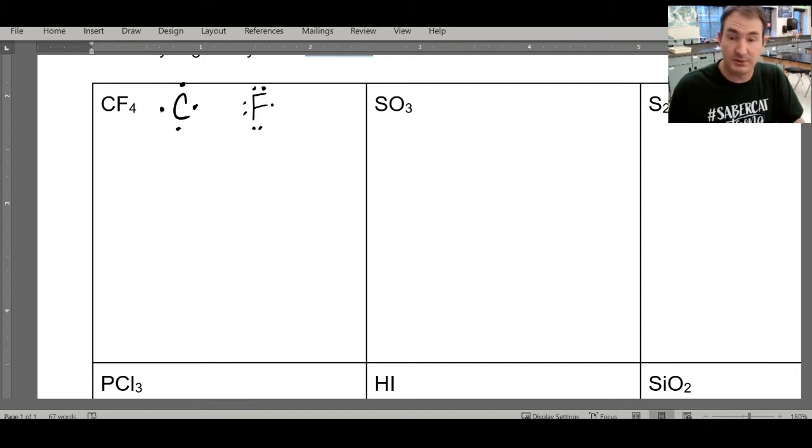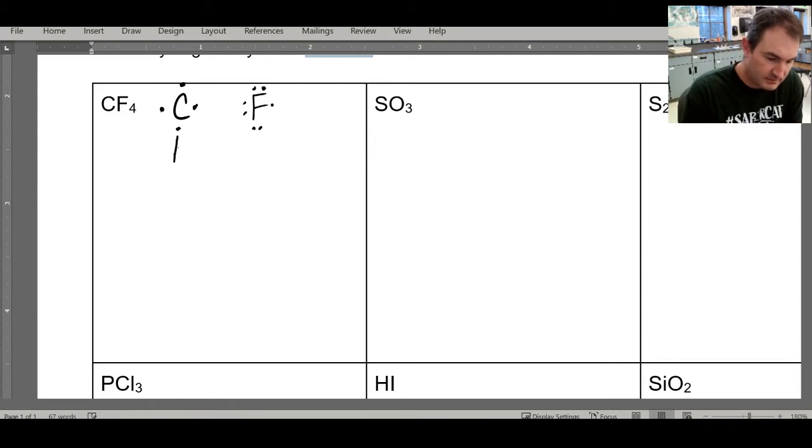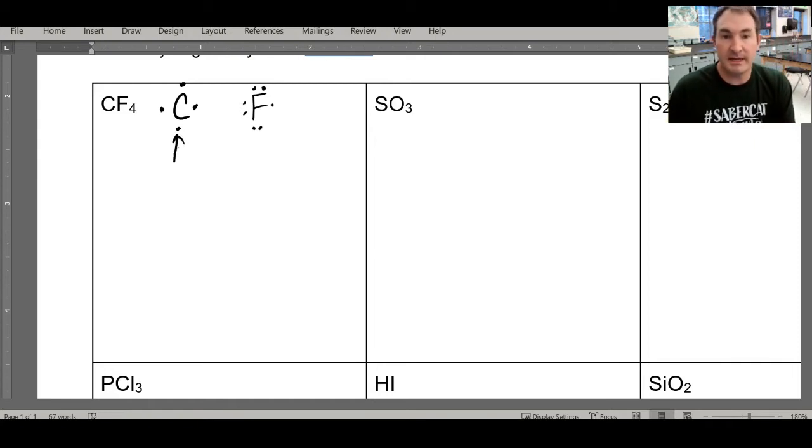1 is to determine our total number of valence electrons in this molecule, and 2, so that we can determine the central atom. So how do we determine the central atom? It's always the one that has the most spots open for bonding, or we would say it has the most unpaired electrons. These single electrons right here are called unpaired.